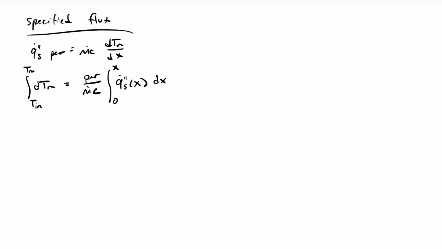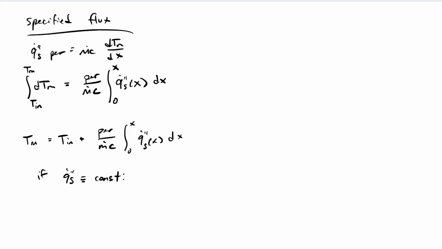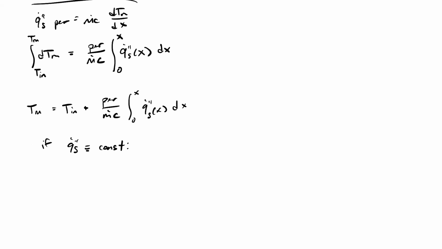Okay, so we do that integral and we end up with the following. Here we have Tm minus Tin. Let's bring the Tin over to the right-hand side. So Tin plus perimeter over m dot c times this integral. So all I've done here is just take care of the left-hand side. In the special case where the heat flux is constant, a single value, then this just becomes the thing we're familiar with.